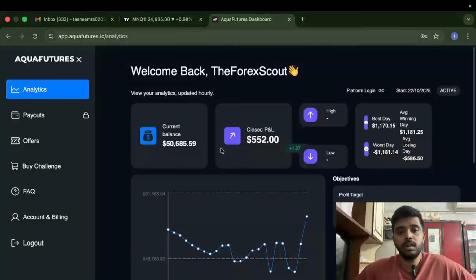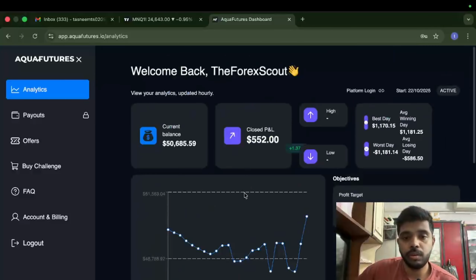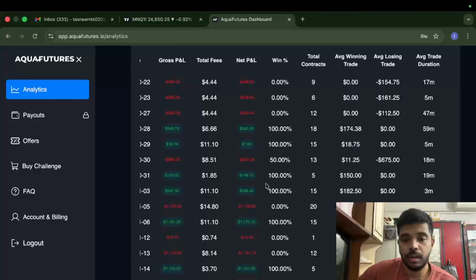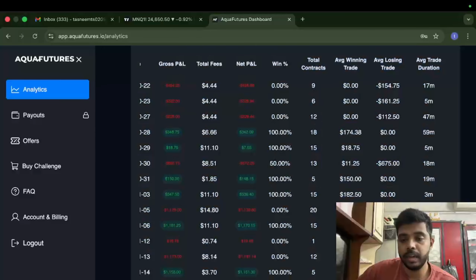That's okay for me, because I need to now fix my risk to reward ratio. Earlier, as you can see here, my risk to reward ratio is now 1.14. Earlier it was 0.76, which was pretty bad for me to be consistent with in the long term. So as you can see, my win rate is 47.83%, and I have traded 73% in ES compared to Nasdaq. Profitable trading days are 6, and this is the latest trade which I had taken today.